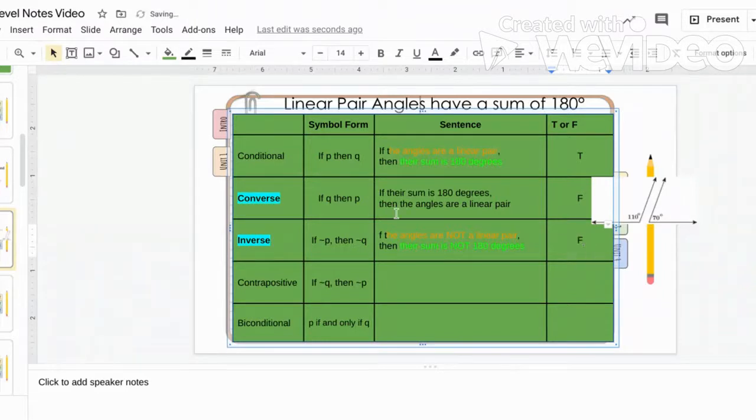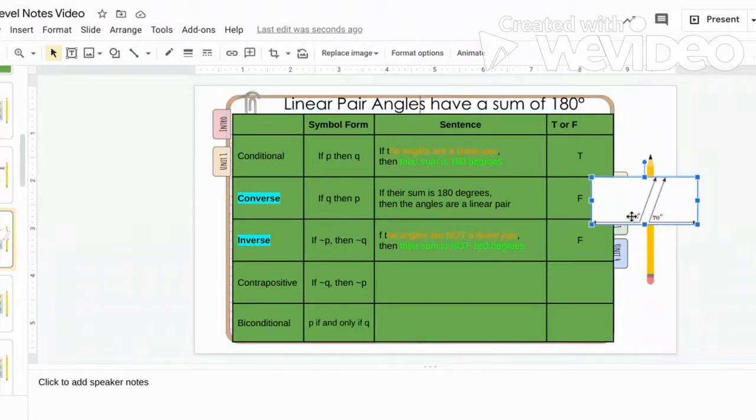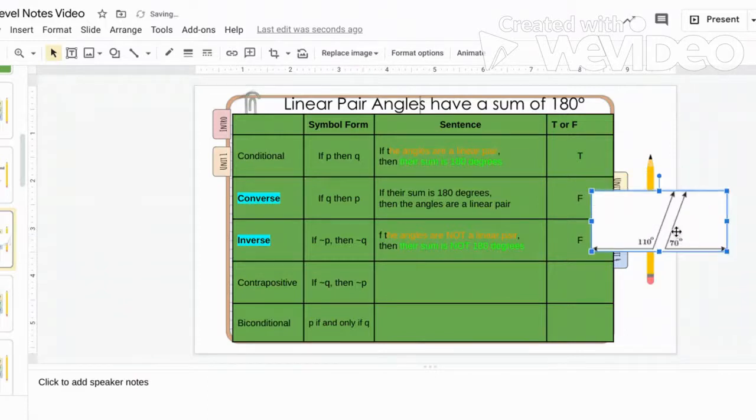The reason is because it says if they're not a linear pair, so we have two angles that are not a linear pair, it's saying that their sum cannot be 180 degrees. And that's a lie because if we take this picture that we just looked at, those are not a linear pair, right? But they prove the conclusion false. They add up to be 180.